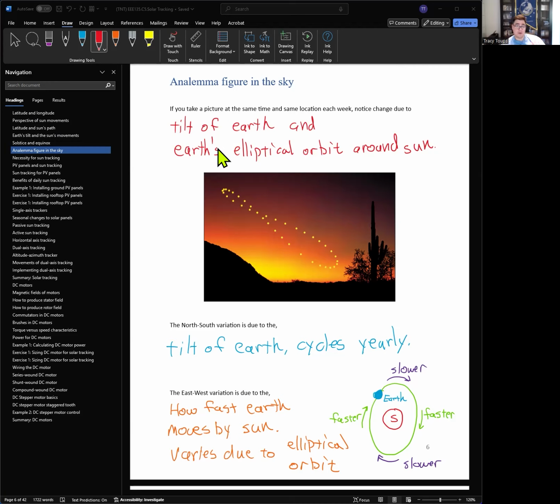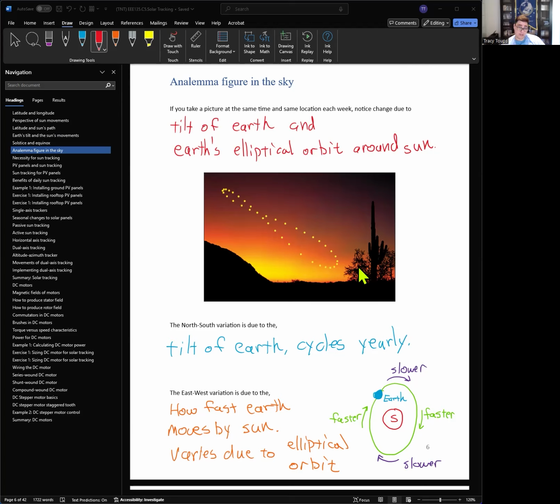One is a tilt of the Earth, and the other one is the Earth's elliptical orbit around the sun. So first off, the north to south variations. If you notice, some of these spots where the sun is, some's more north than south, or higher up in the sky versus lower in the sky. That's a tilt of the Earth. It cycles yearly. That's the seasons.